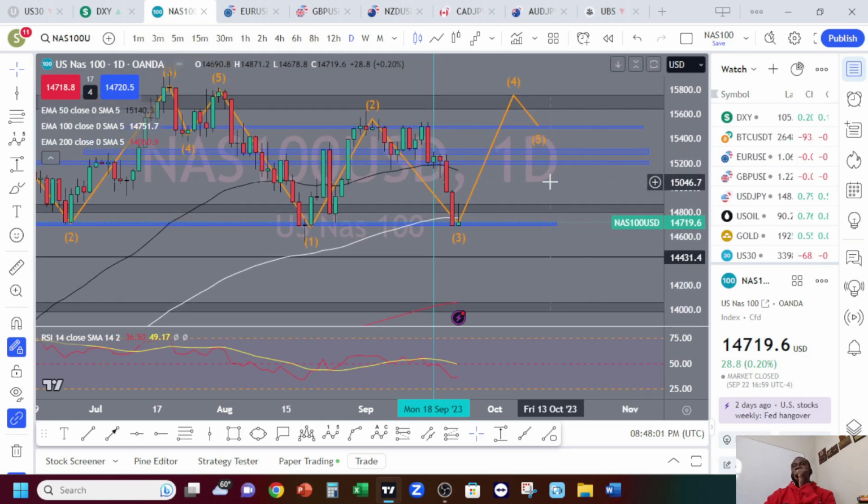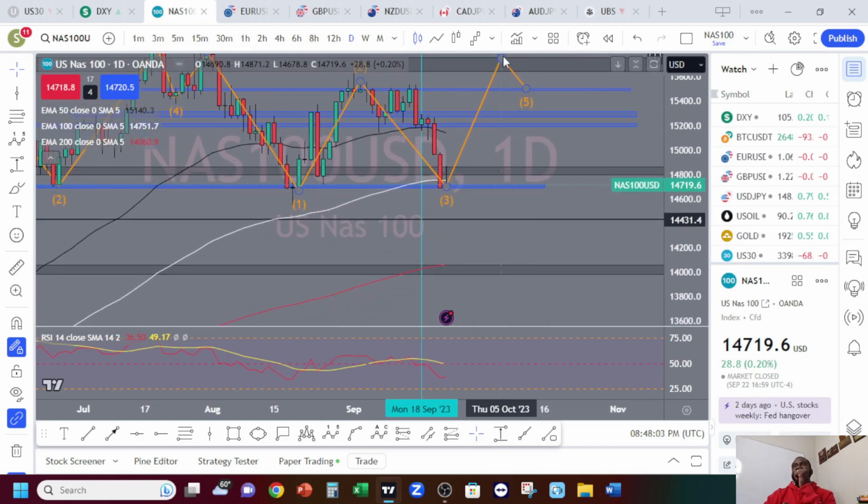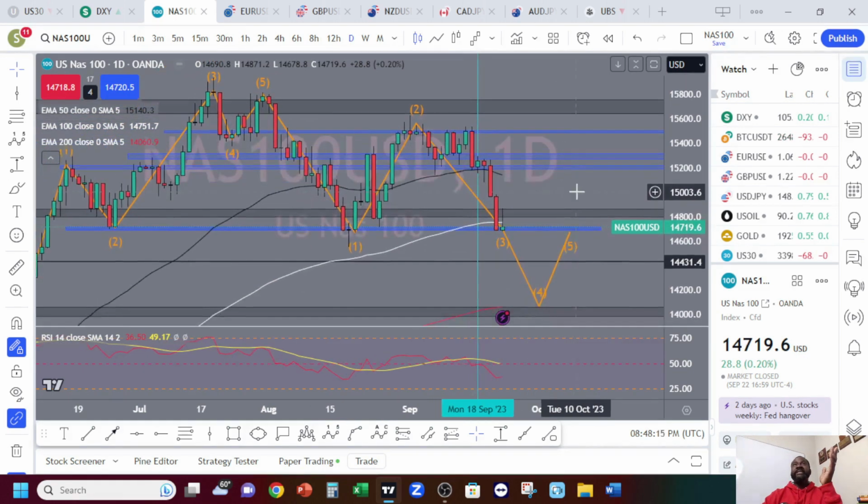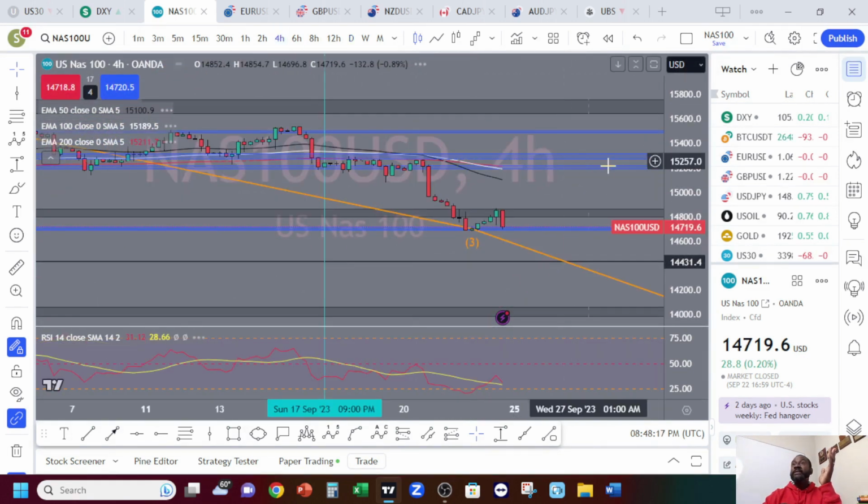Can it do the opposite? Of course it can. Price might do this and then come back to test it. Of course price might do it, but we are in an uptrend, so we have to look at that. Let's go down to the 4-hour time frame to see what we see.